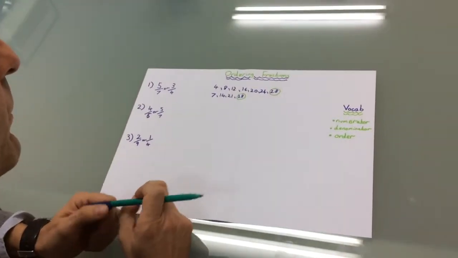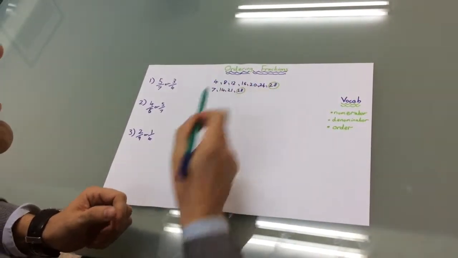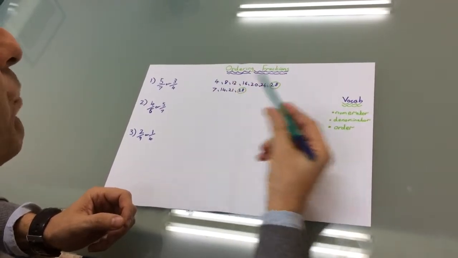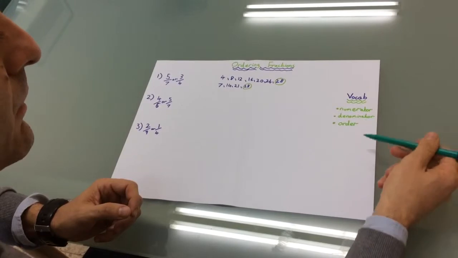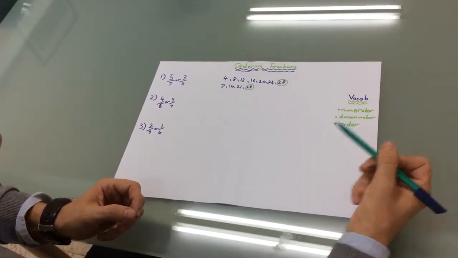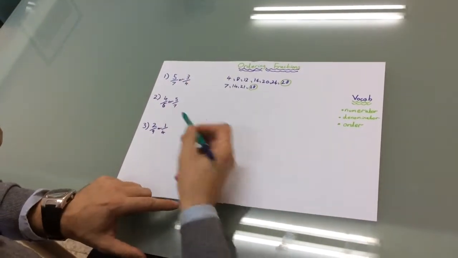In this video, we're going to find out how we can order fractions. We're going to look at ordering fractions, and we're going to use some key vocabulary that we've used before. We've got numerator and denominator, and order is such a key word. We've got a couple of examples, so we'll have a look at the first one.